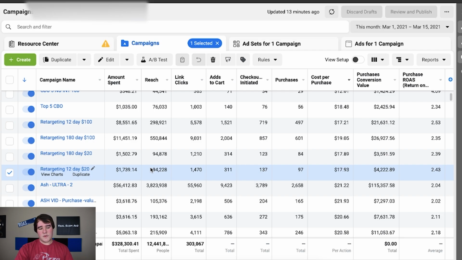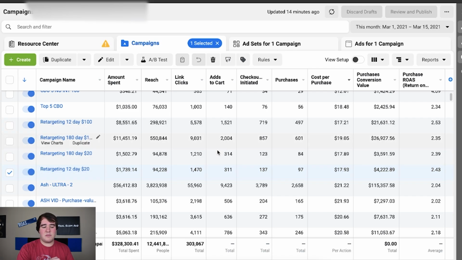But the thing that he was missing, like a major key, is retargeting 180 days. The reason this audience is so powerful is because it's going to be your biggest pixel event audience. Essentially everybody in the last 6 months who has gone to your website, added to cart, or made a purchase is going to be in this audience. And that's a lot of people, right?